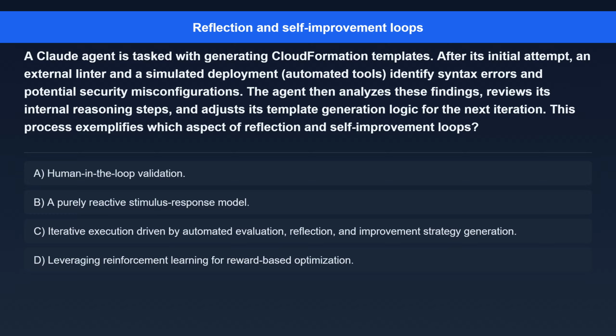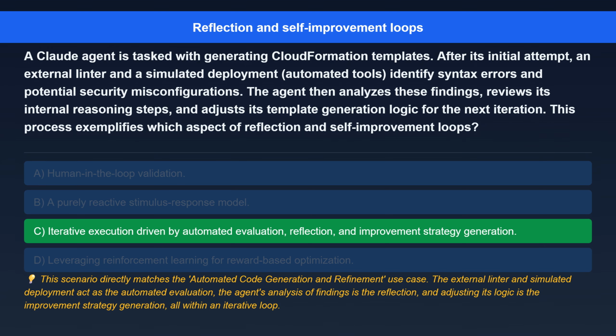Option A. Human-in-the-loop validation. Option B. A purely reactive stimulus-response model. Option C. Iterative execution driven by automated evaluation, reflection, and improvement strategy generation. Option D. Leveraging reinforcement learning for reward-based optimization.